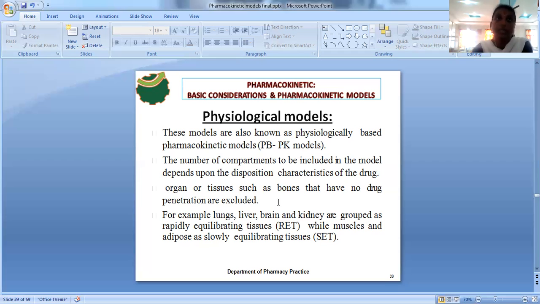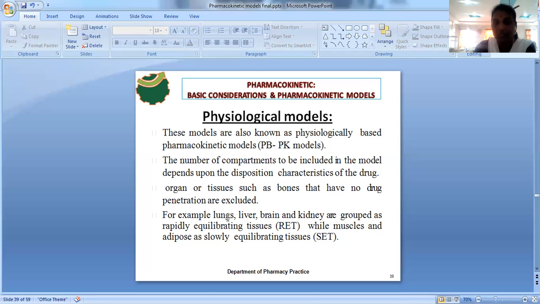Here, in the distribution chapter, we already discussed that depending upon the blood flow, tissues are divided into highly perfused, moderately perfused, and poorly perfused tissue. In a similar manner, depending upon the perfusion rate, in the physiologically based pharmacokinetic model, the whole tissues and organs will be divided into two groups. The first one is called RET and the second one is called SET. RET is nothing but rapidly equilibrated tissues.